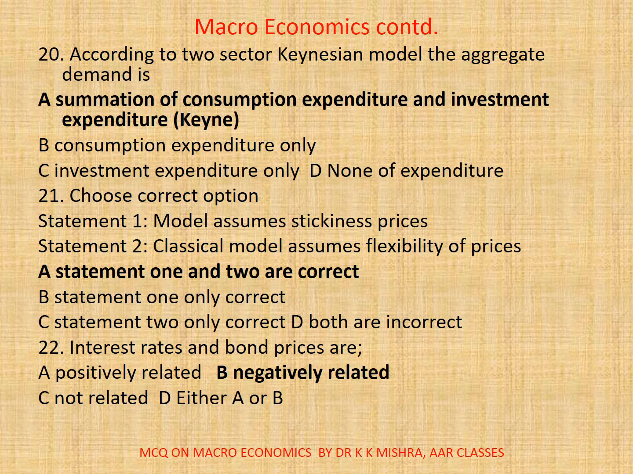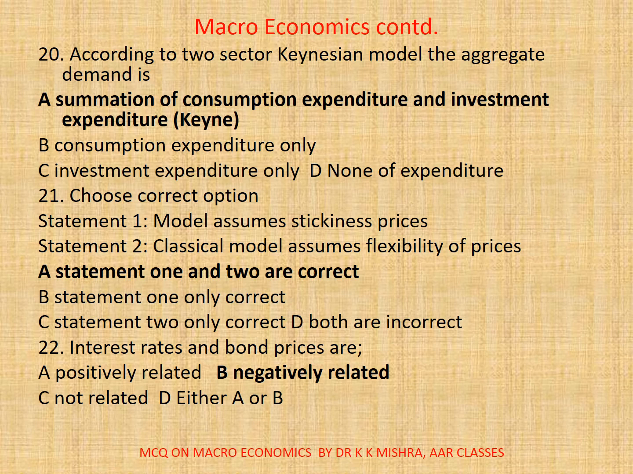20. According to the two-sector Keynesian model, the aggregate demand is A. Summation of consumption expenditure and investment expenditure, B. Consumption expenditure only, C. Investment expenditure only, or D. None. The correct option is A. Summation of consumption expenditure and investment.